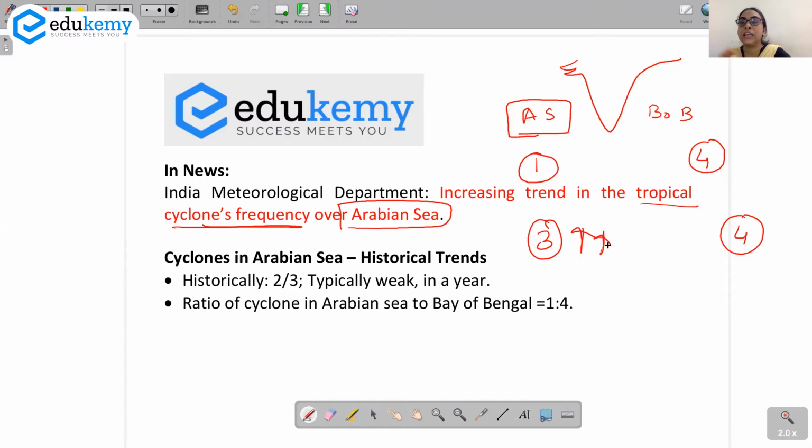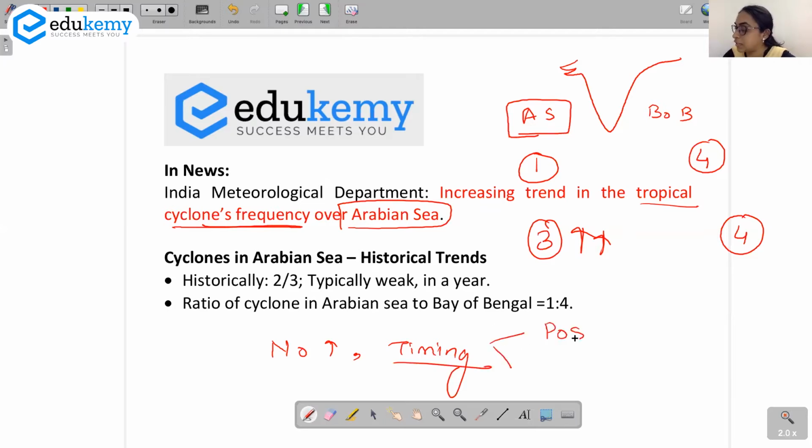Because really 3:4 is the ratio now. So that is why it has become very intriguing for the scientists, climate scientists, to understand why the tropical cyclones are increasing in the Arabian Sea. And another thing that is happening is not only are they increasing in number, but the timing is also changing. Why is the timing changing? How is the timing changing?